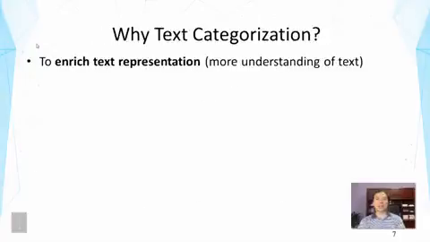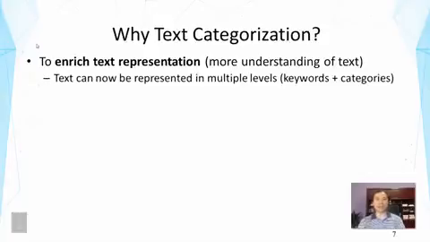So why is text categorization important? Well, I already showed you several applications, but in general, there are several reasons. One is text categorization helps us enrich text representation, and that's to achieve more understanding of text data. That's always useful for text analysis. So now with categorization, text can be represented in multiple levels, meaning keyword, bag of words representation, that's often used for a lot of text processing tasks. But we can now also add categories, and they provide two levels of representation.